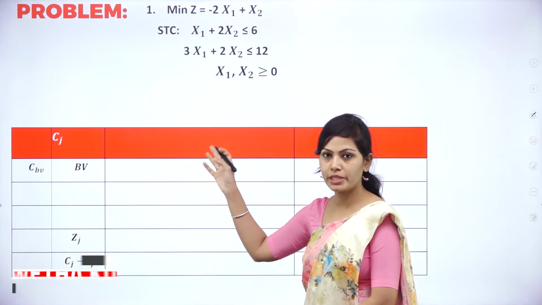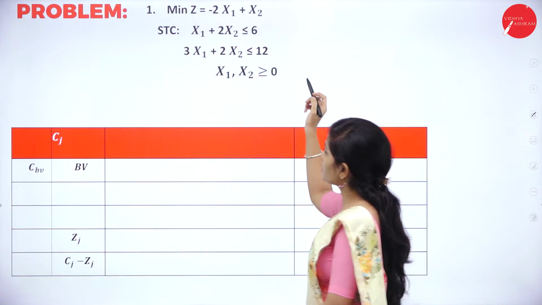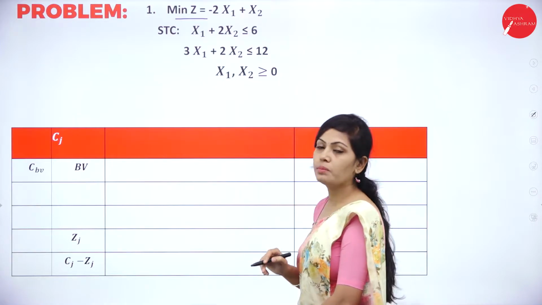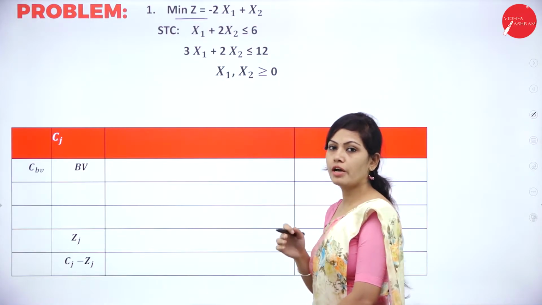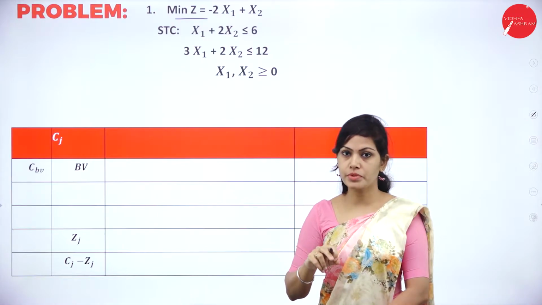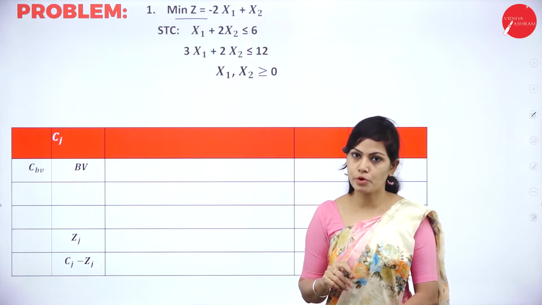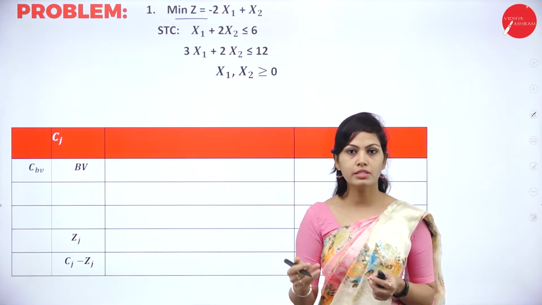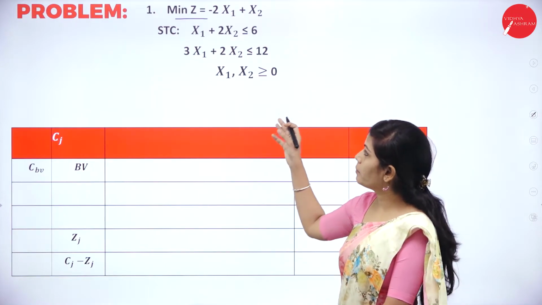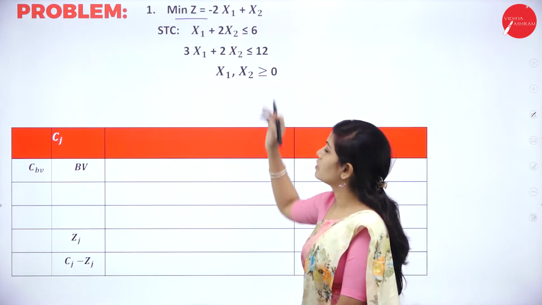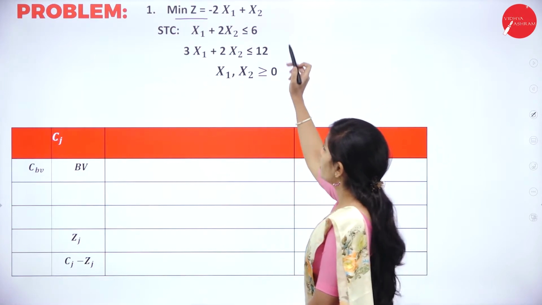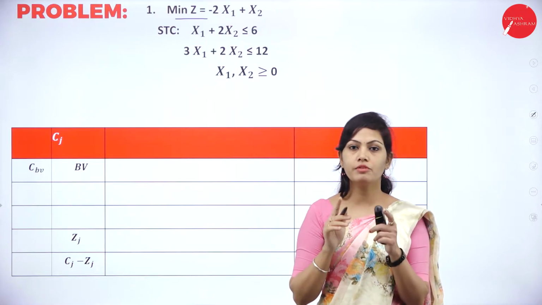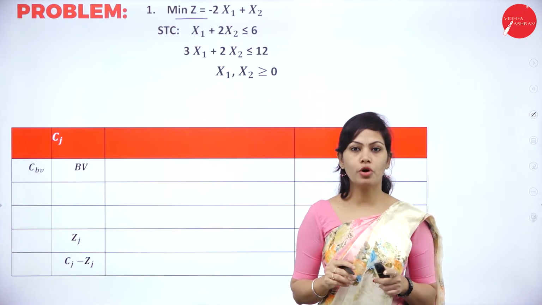So here we have the objective function and constraints. You just observe this. We have minimization, min z is equal to minus 2x1 plus x2. In my previous session, I discussed the maximization problem, but this is a minimization problem. If you get a maximization objective function, you can use the simplex step, but here you have a minimization with two constraints. If it is minimization, you need to convert it into maximization. That is the first step for a minimization problem.